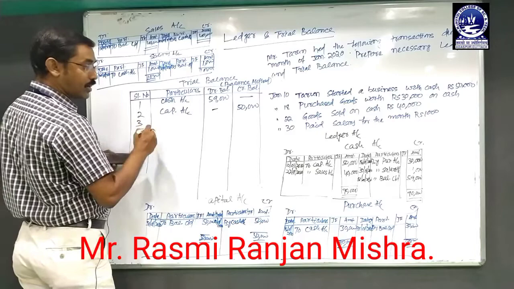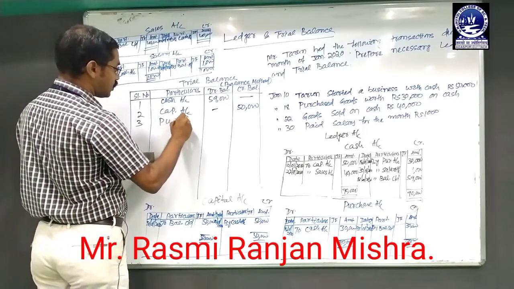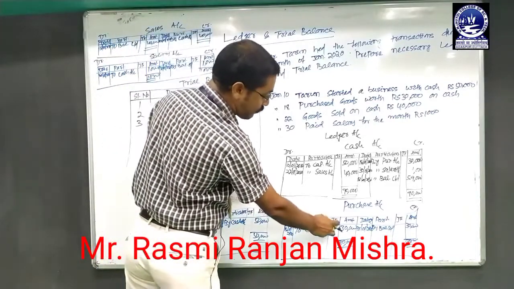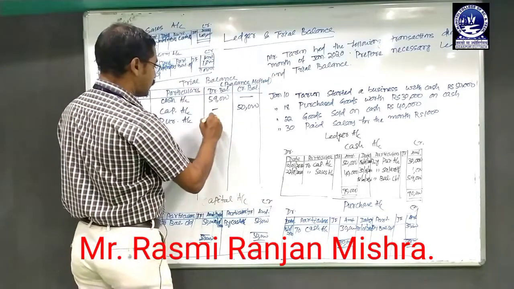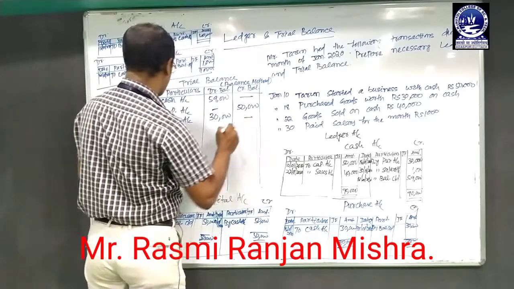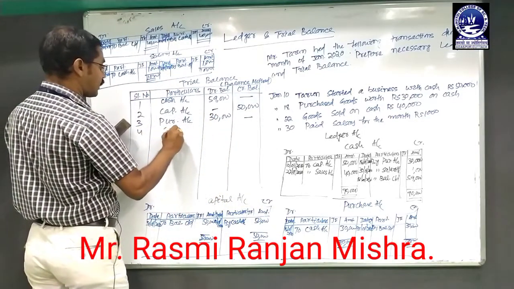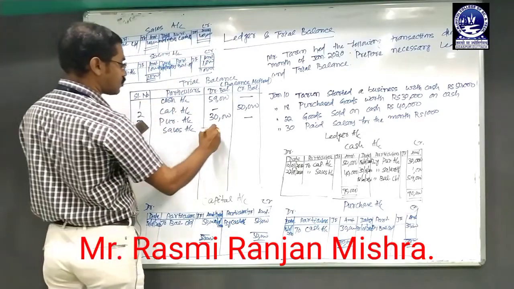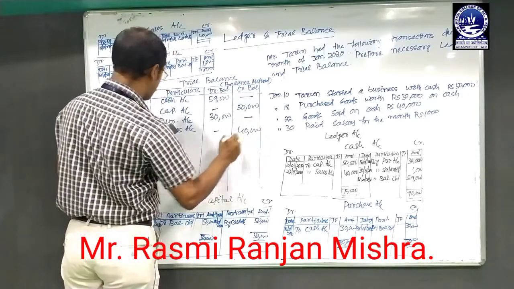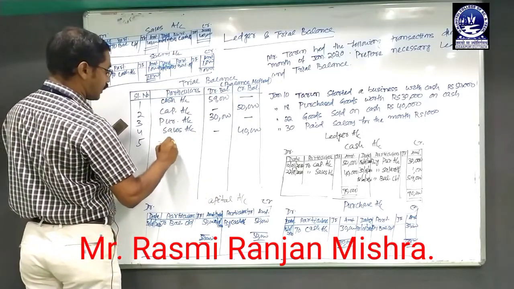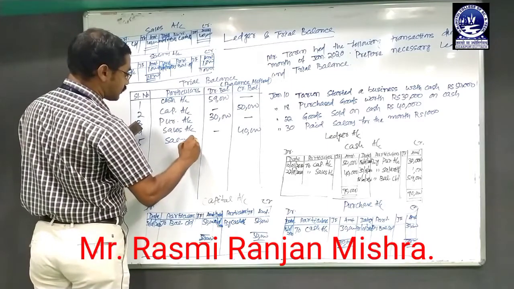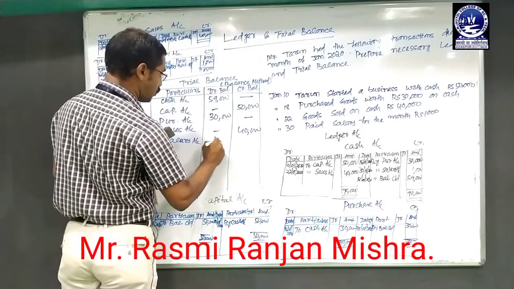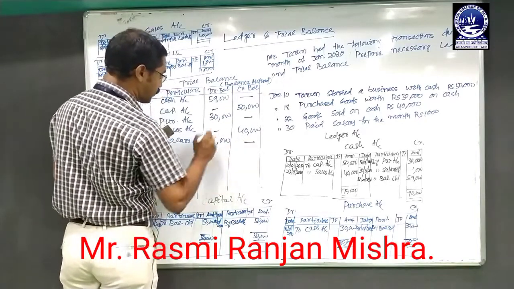The third one is our purchase account. This purchase account shows debit balance because debit side is more and by 30,000. So in debit balance column we put it as 30,000. The fourth one is our sales account. Sales account credit side is more by 40,000. So credit balance, that is 40,000. Then the fifth one is our salary account, and this salary account shows debit balance and that is 1000. So here we put it as 1000 in debit balance column.